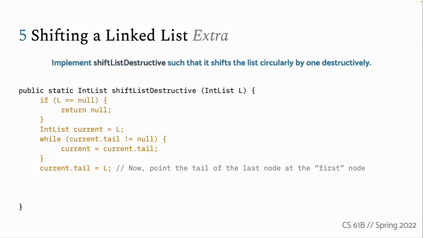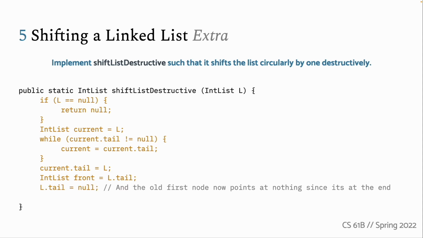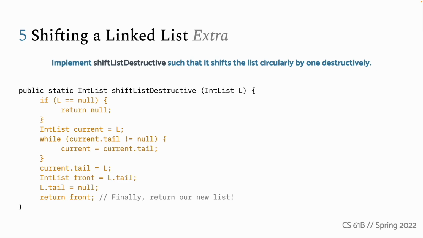Now, once we're at the end, we want to point the tail of the last node at what was previously the first node. So whatever was at the beginning, we're setting the tail of the last node to point at that. And now we want our front int list to point at L.tail. So the second node is now going to be considered the new front. And we want to make sure that L.tail is equal to null because it is now the end. We don't want to be pointing at that second item anymore. And then we just return front, and that's it. Done.